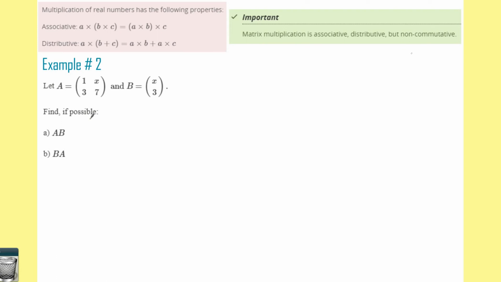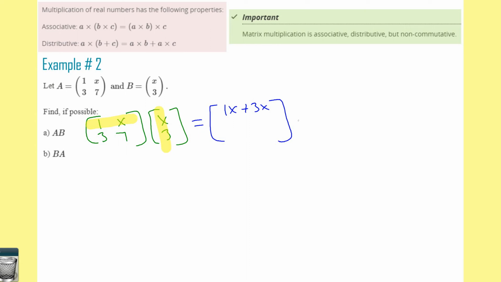So if I want to do A times B, A is 1 by 3, 7. B is x by 3. So we do row times column, right? Always think of my name, Rachel Cross, row times column. So this is going to get us 1 times x, so 1x, and then x times 3, so 3x. So our first element in our first row, first column of our new set is going to be 4x.